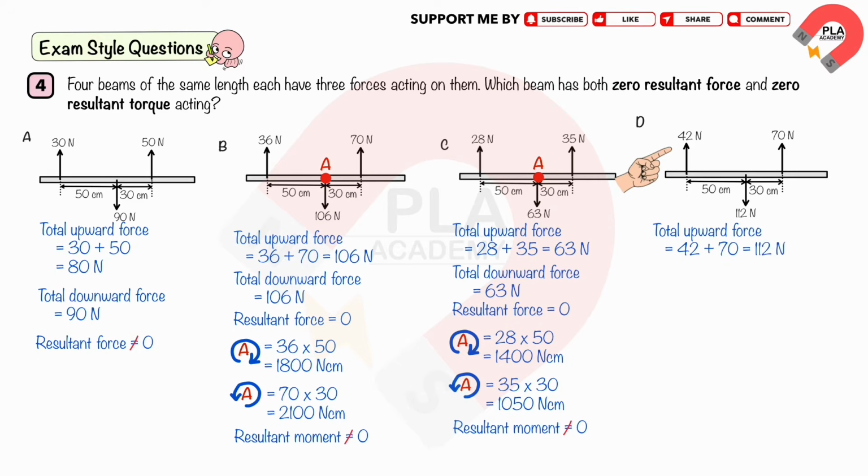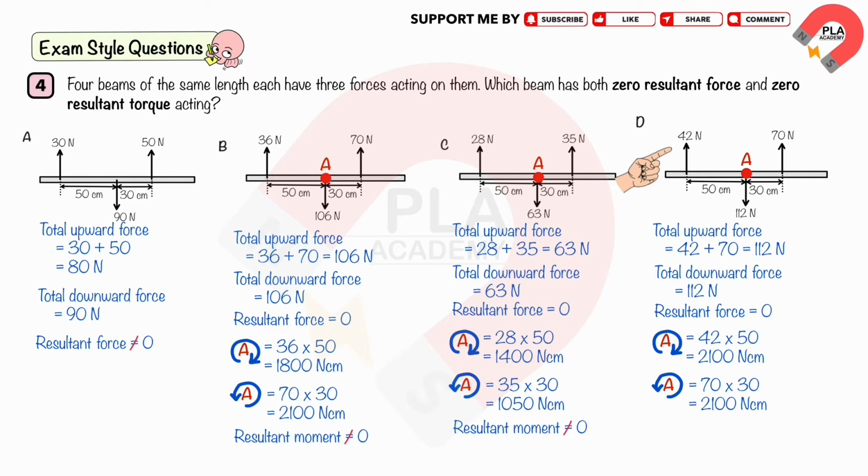Choice D. The total upward force equals 42 plus 70, which is 112 newtons. The total downward force equals 112 newtons. So, the resultant force is zero. We take the moment about the point A. The total clockwise moment equals 42 times 50, which is 2,100 newton-centimeters. The total anticlockwise moment equals 70 times 30, which is 2,100 newton-centimeters. So, the resultant moment is zero.